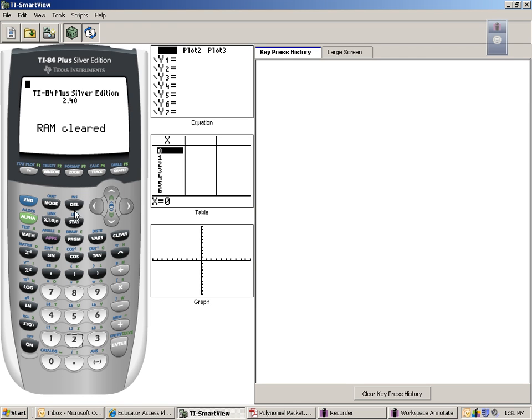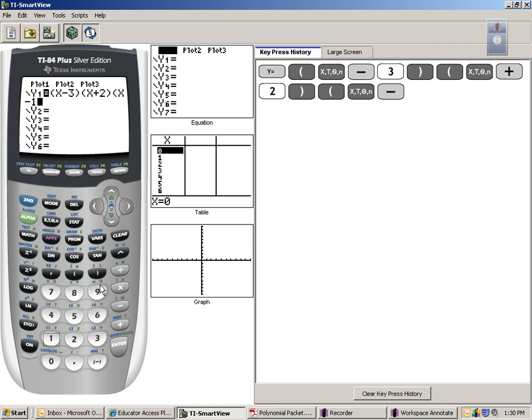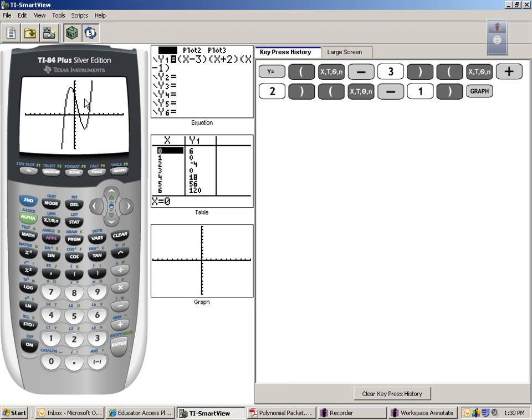So I'm going to go over here to my calculator. I'll go to the y equals key, and I'm going to type in x minus 3 times x plus 2, and we'll multiply that by x minus 1. And when you hit graph for the first time on this, you'll probably be blown away a little bit. You're probably like, holy smokes, what the heck is that? I haven't seen a graph like that before.